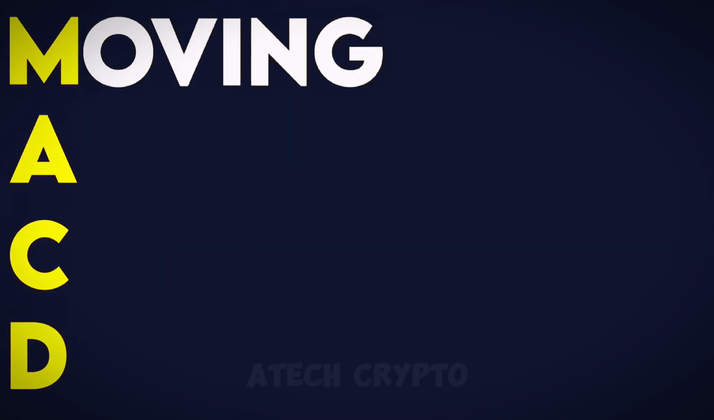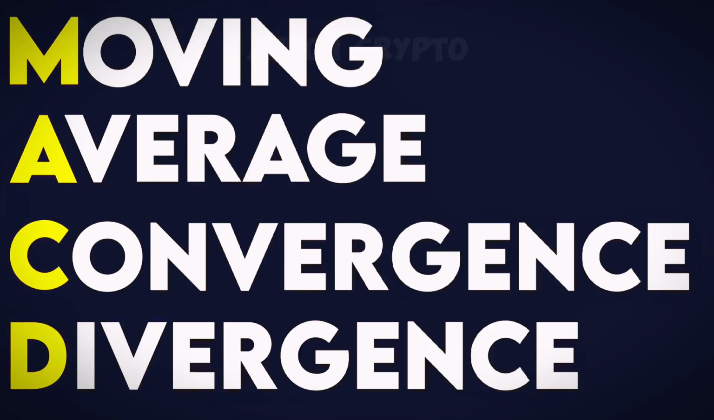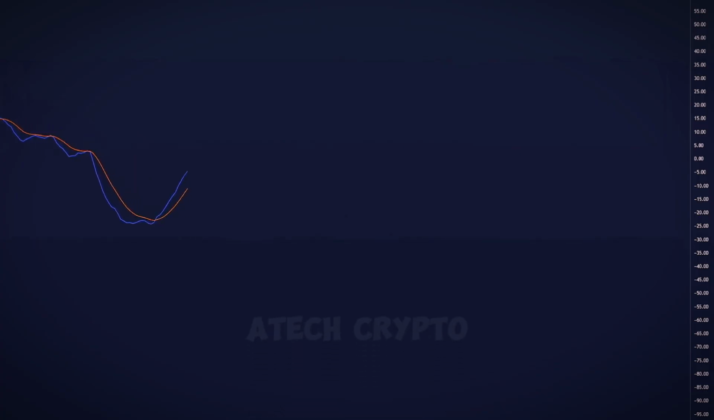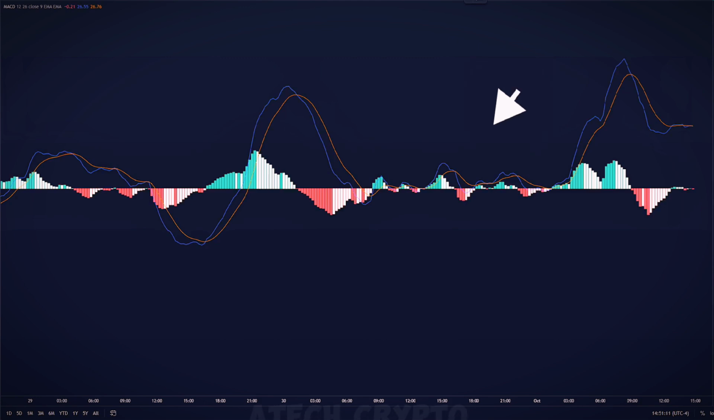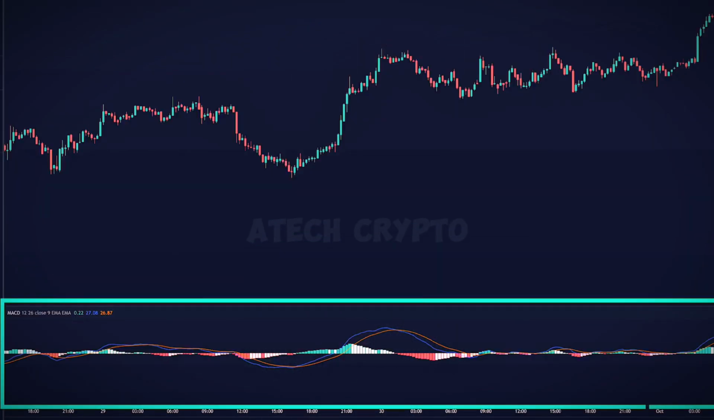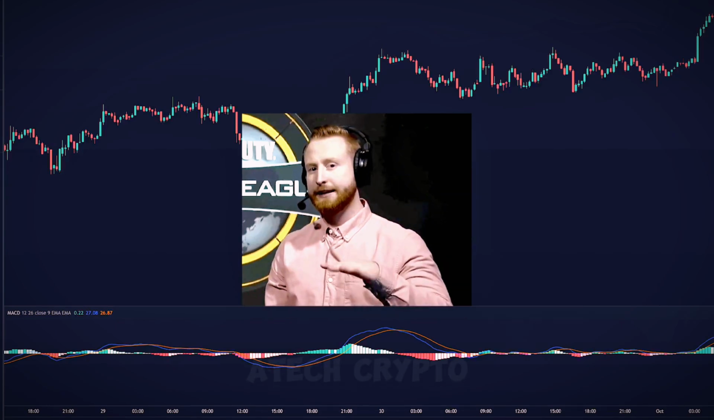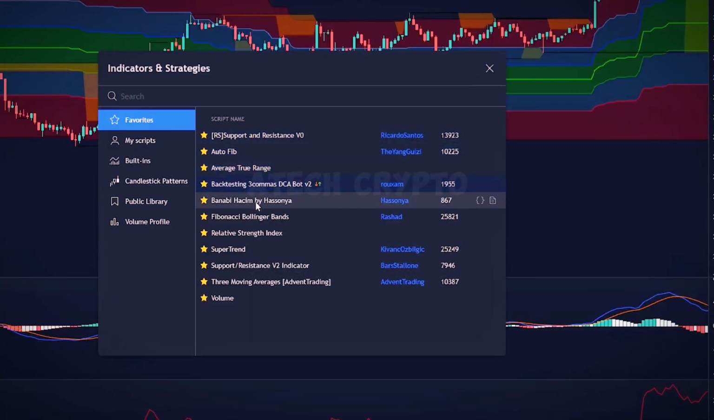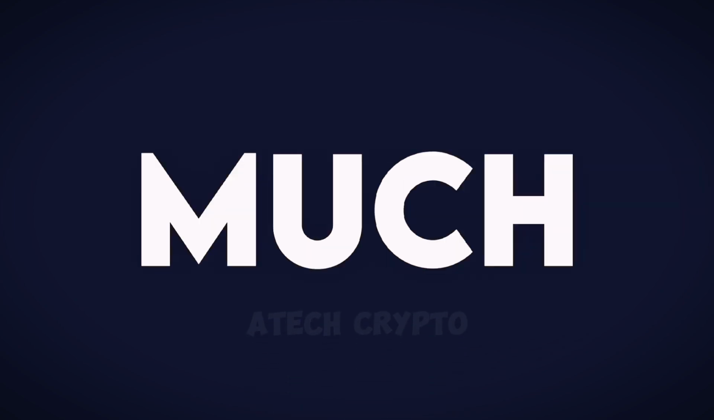The MACD, or the Moving Average Convergence Divergence, is one of the most popular technical indicators used by traders. Essentially, this indicator uses moving averages to find trends in the market, and it's pretty good at it too. Now, if you're an experienced trader, you've probably used or heard about this MACD indicator before. But the MACD indicator by itself is just alright, to be honest. So make sure you watch this full video to see how I pair it with some other indicators to make it perform so much better.